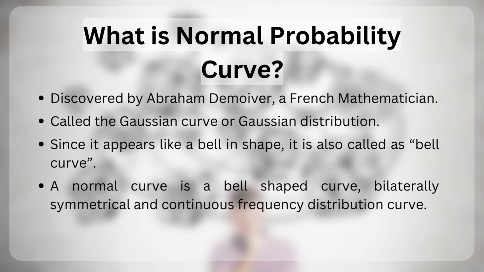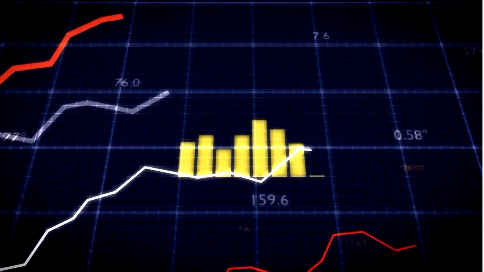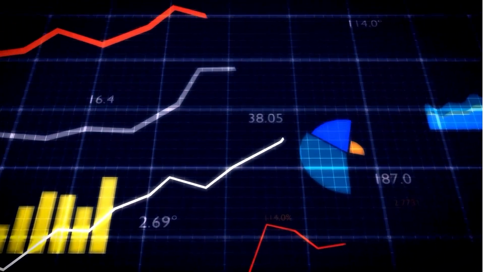Now this curve has the shape of a bell, and that is why it is also known as a bell curve. A normal curve is a bell shaped curve, bilaterally symmetrical, and has a continuous frequency distribution. The normal probability curve in fact shows the probability distribution of a continuous random variable. And as mentioned, this is bell shaped.